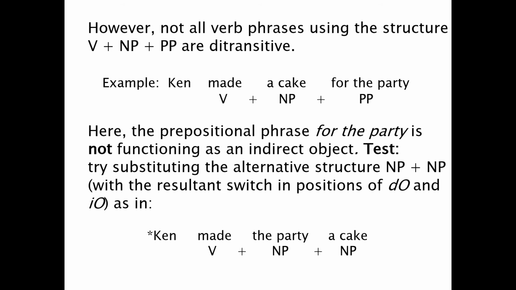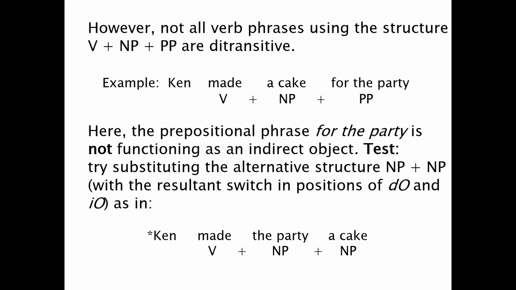However, not all verb phrases that use the structure verb plus noun phrase plus a prepositional phrase are ditransitive. Example: Ken made a cake for the party. You cannot say Ken made the party a cake, because this is not a human being. So remember that can't be a ditransitive verb, because it is followed by a direct object and a prepositional phrase that shows the purpose. That doesn't represent a human being. So here the prepositional phrase for the party is not functioning as indirect object, because you cannot say Ken made the party a cake.